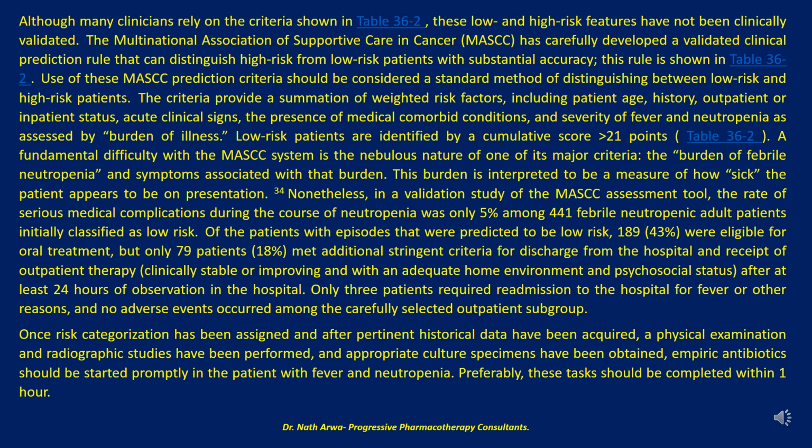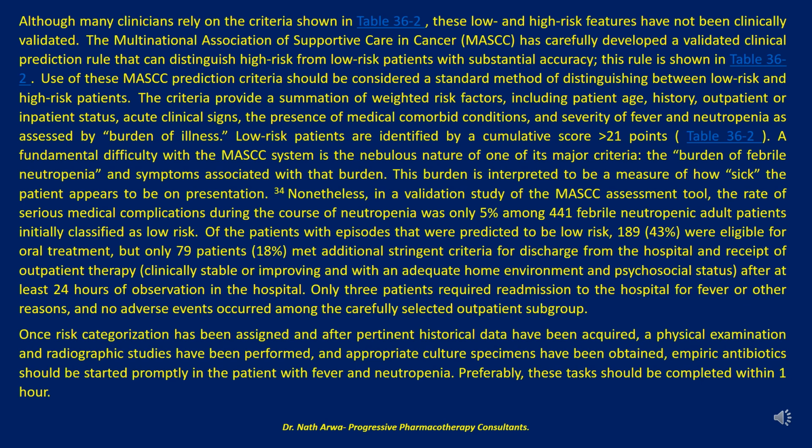The criteria provide a summation of weighted risk factors, including patient age, history, outpatient or inpatient status, acute clinical signs, the presence of medical comorbid conditions, and severity of fever and neutropenia as assessed by burden of illness. Low-risk patients are identified by a cumulative score greater than 21 points, as shown in Table 36.2.